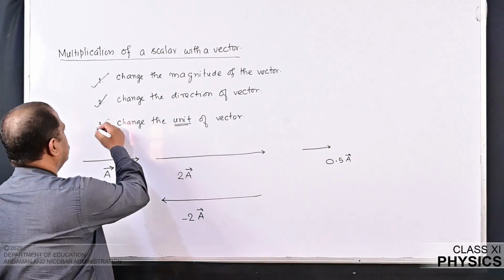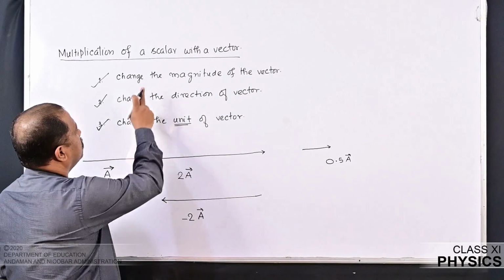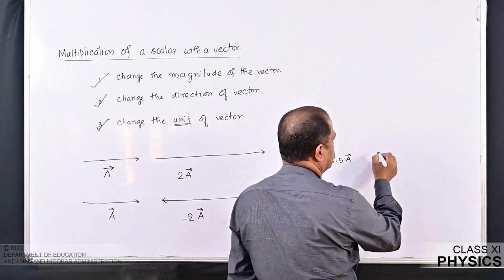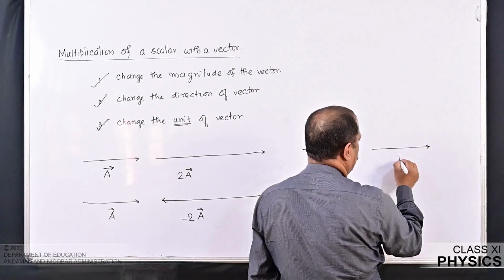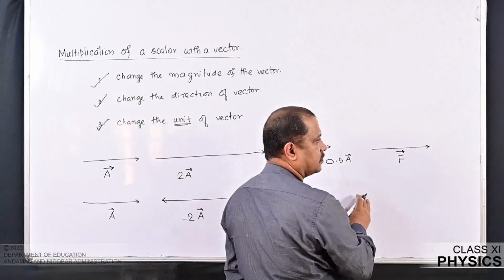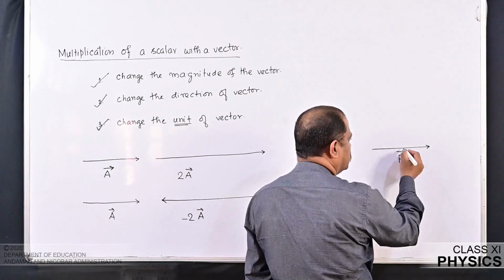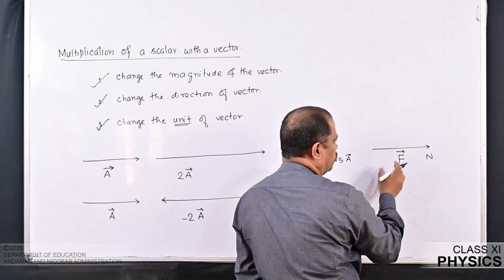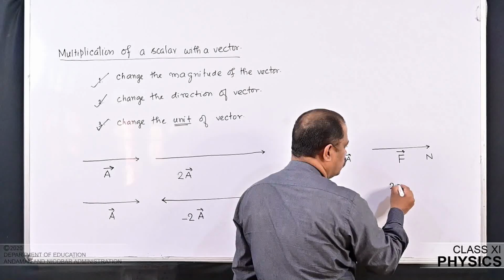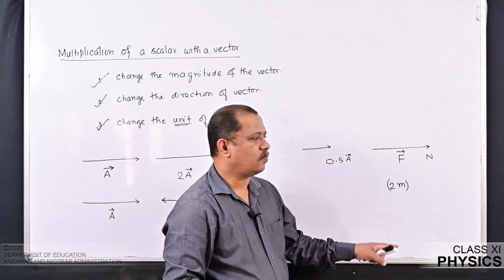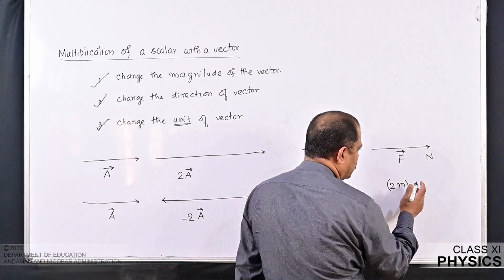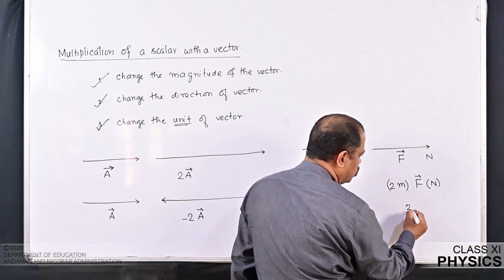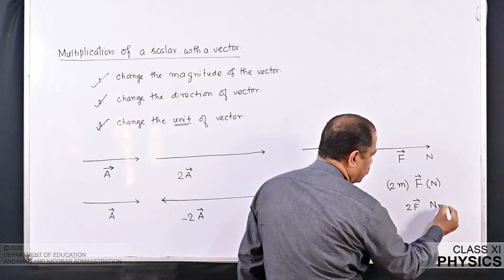Let us look at the example for the third point. The multiplication of a scalar with a vector quantity changes the unit of a vector. So say this is force F, which is a vector quantity, and it has a unit called Newton. We are aware of that. Let me suppose that with this force I want to multiply a scalar quantity, say 2 meters. So when I multiply this 2 meters with this force that has a unit of Newton, the result is going to be 2F Newton meter.